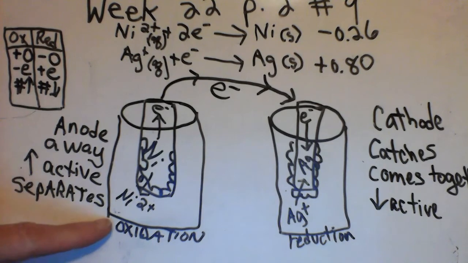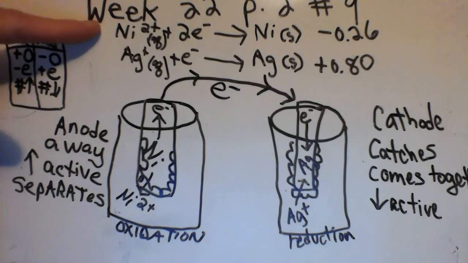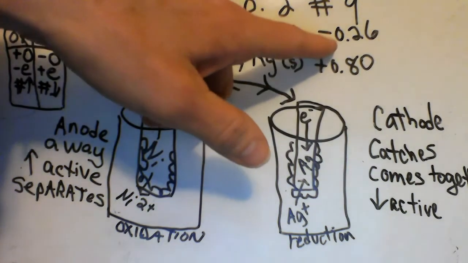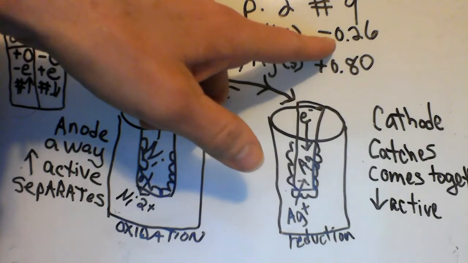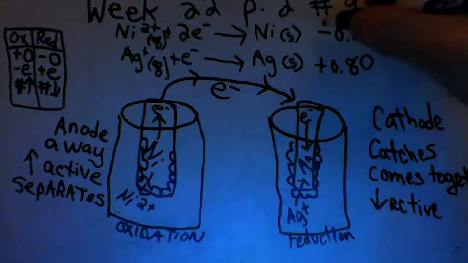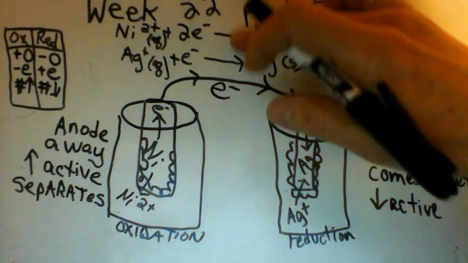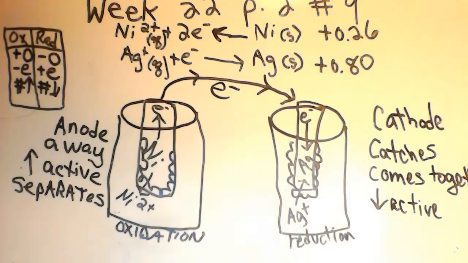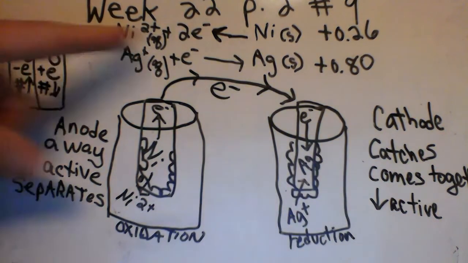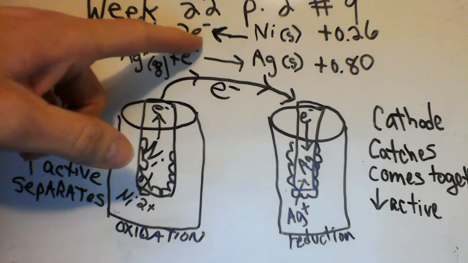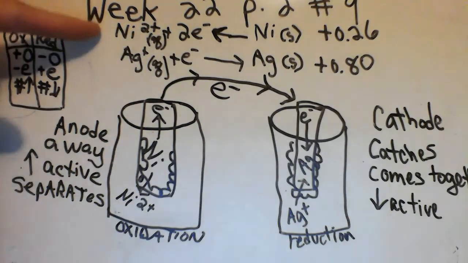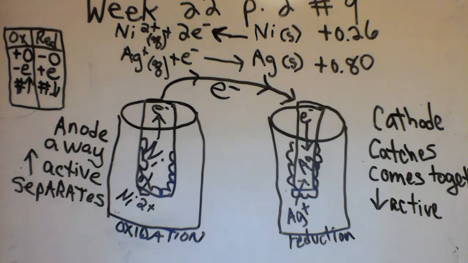Now, we know that whichever reaction is going through oxidation, we need to change the direction of the arrow and the sign of the reduction potential to show oxidation. And now this is showing that nickel loses an electron and separates into a positive ion. So oxidation is occurring.